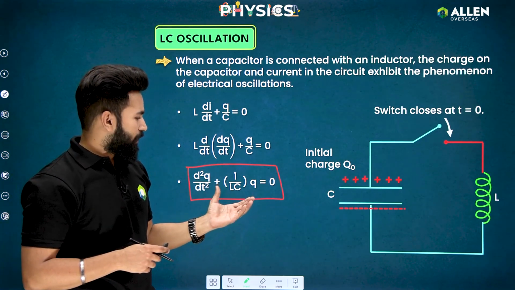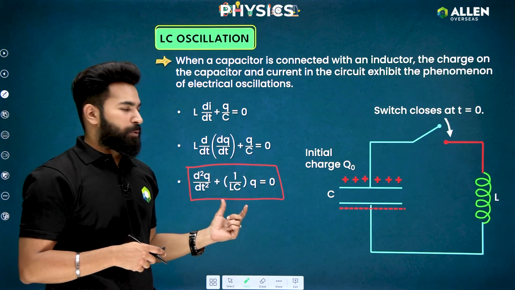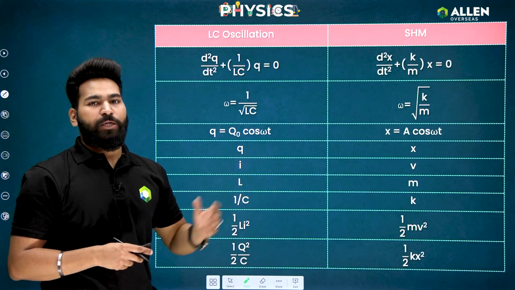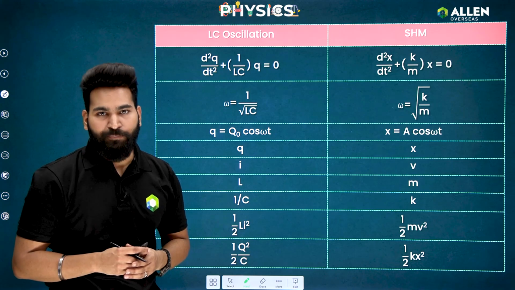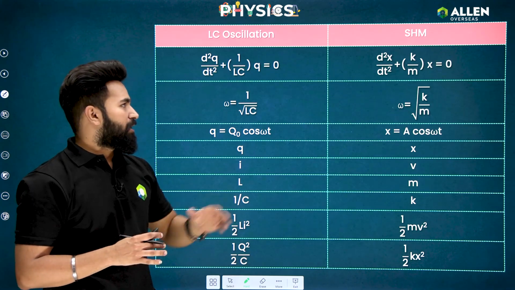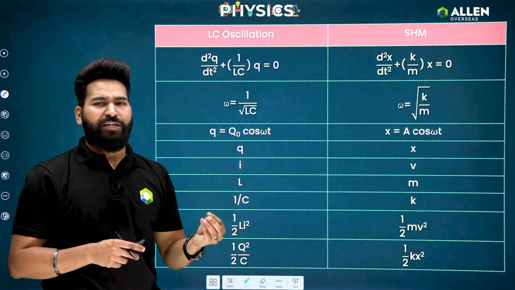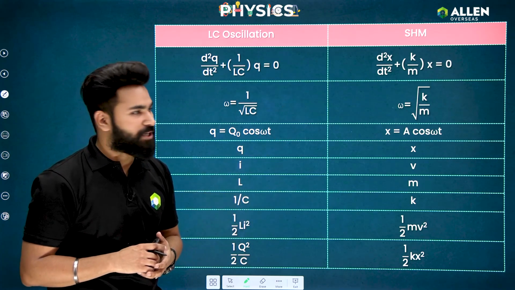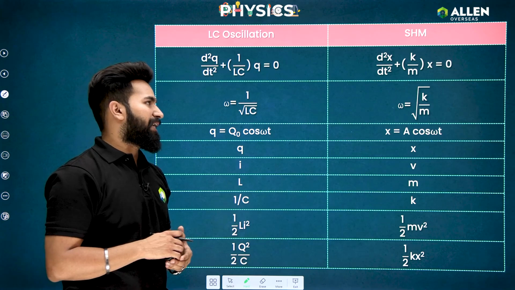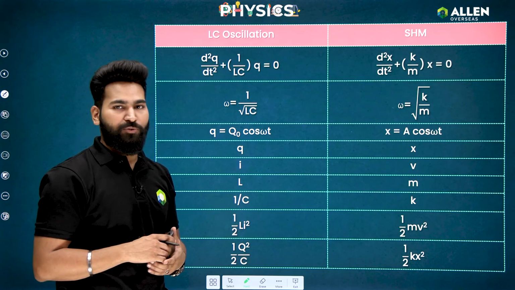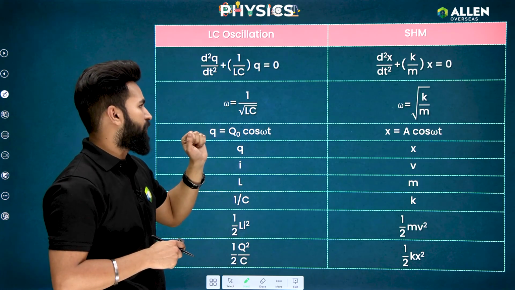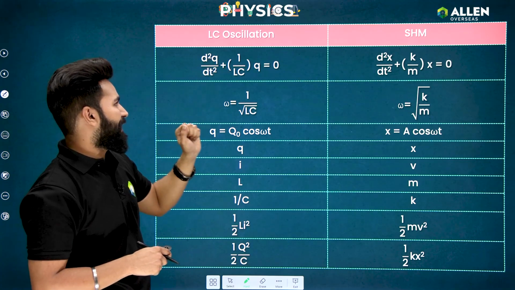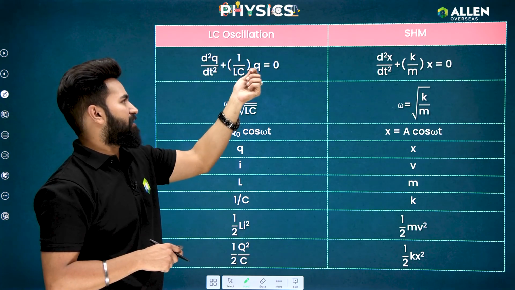Okay, if you can relate, this equation is very similar to the equation that we obtained in simple harmonic motion. In simple harmonic motion, when an object was simply connected with a spring, we had the equation for the displacement of the particle: d2x by dt2 plus k by m x equal to 0. And the similar equation we have over here: d2q by dt2 plus q by LC equal to 0.